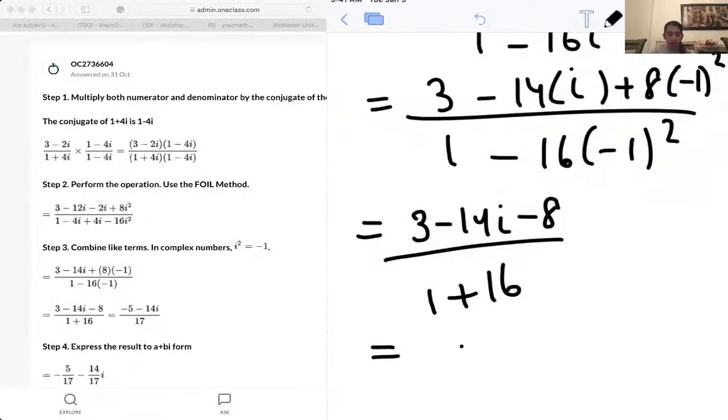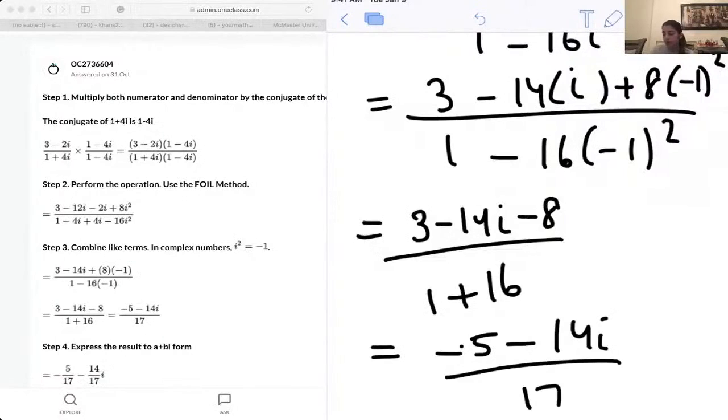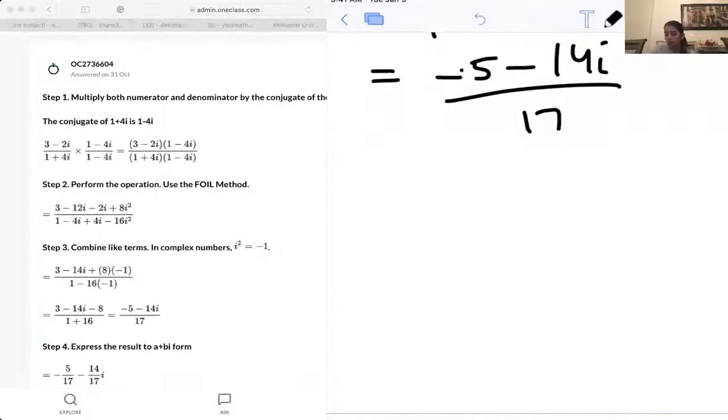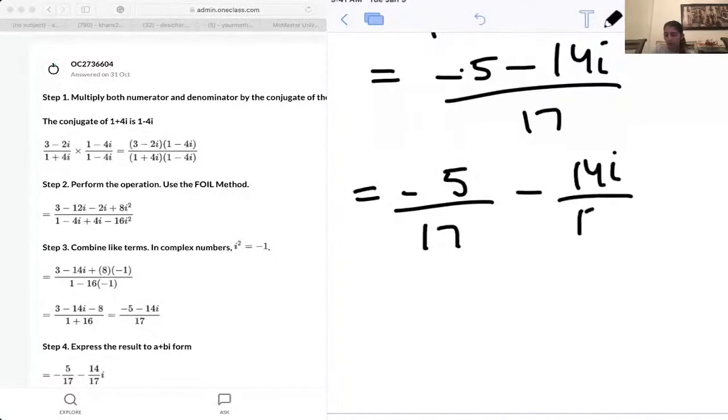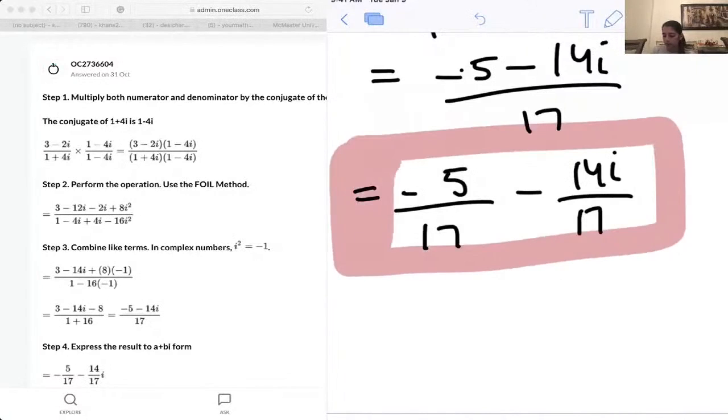So our answer would be negative 5 minus 14i over 17, which can then also be written as negative 5 over 17 and negative 14i over 17. And this would be our final answer.